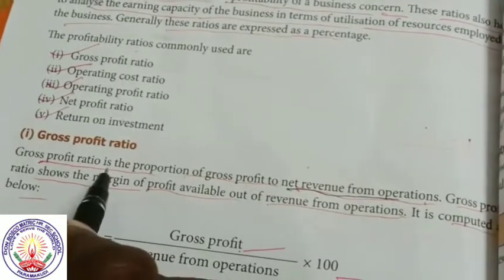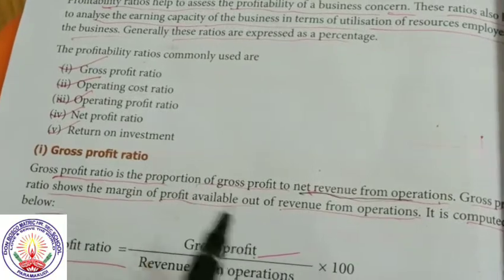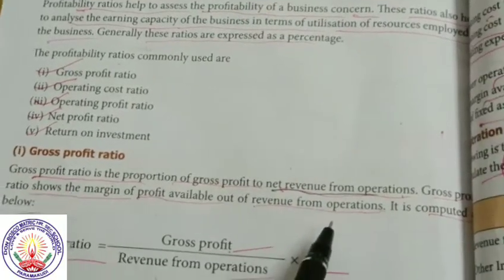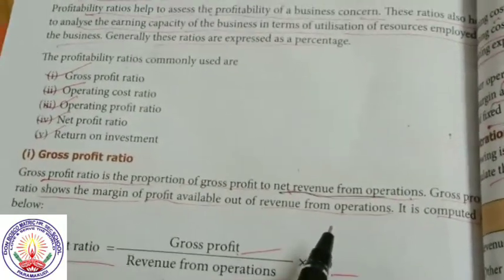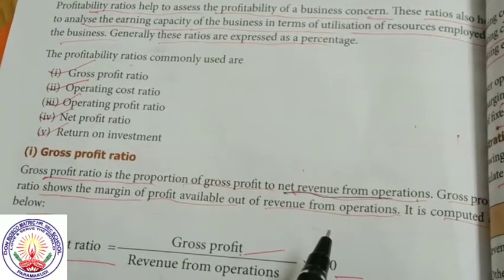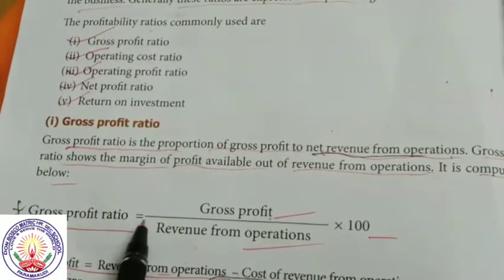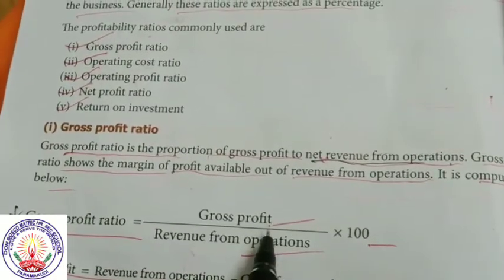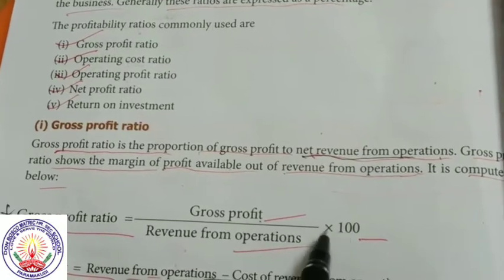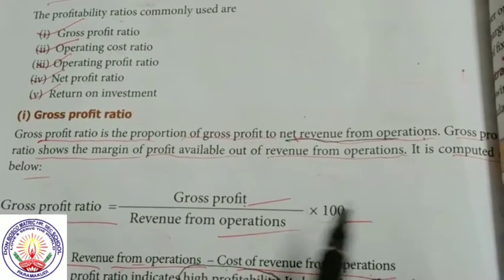First one, gross profit ratio. Gross profit ratio is a proportion of gross profit to net revenue from operation. Now the formula: gross profit ratio equals gross profit divided by revenue from operation into 100. 100 means percentage. We calculate it as a percentage.